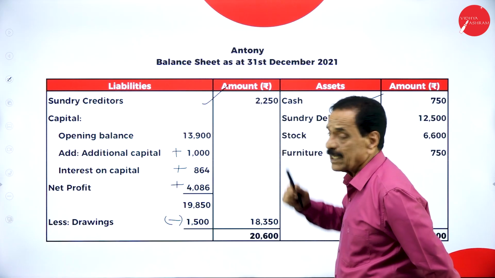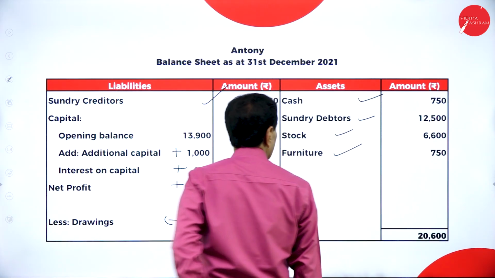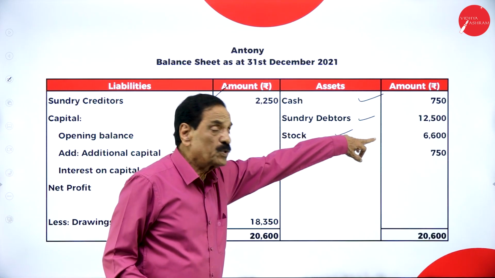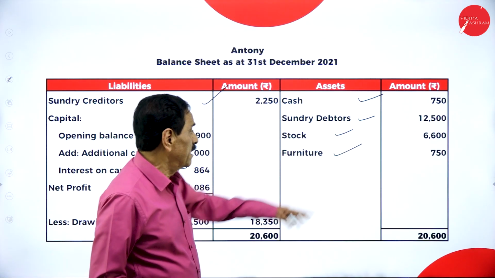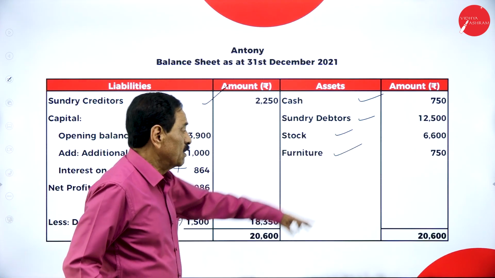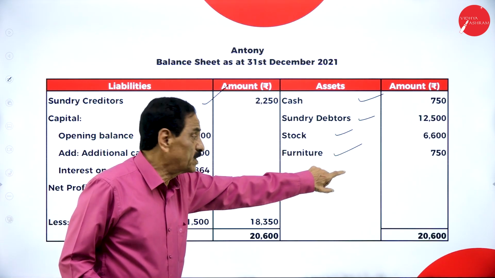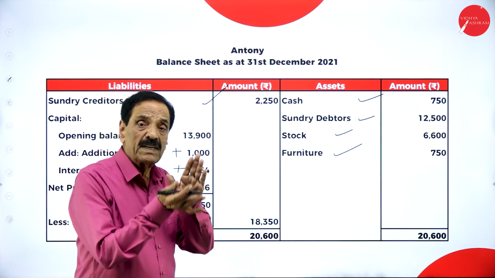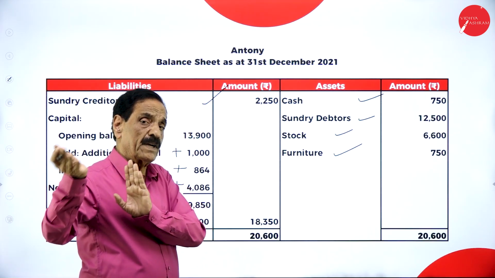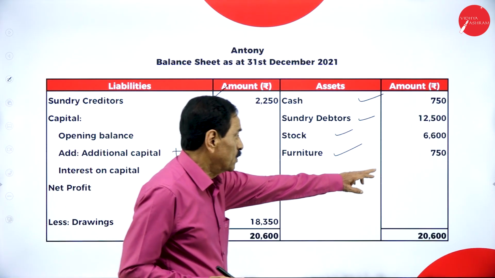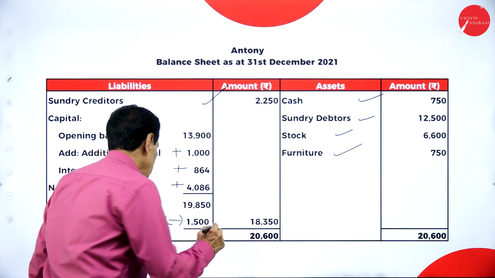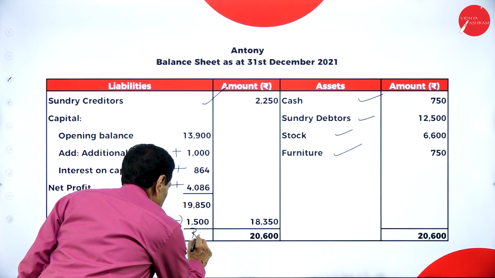The closing creditor is 2,250. Your closing cash as per the cash book is 750. Your closing debtor as given is 12,500. Your closing stock is 6,600. Your closing furniture as given is 750. 500 at the beginning, at the end it means 750. How much purchase? 250. So 750 is there. Totally it will tally for 20,600.